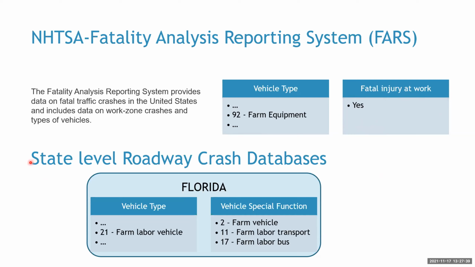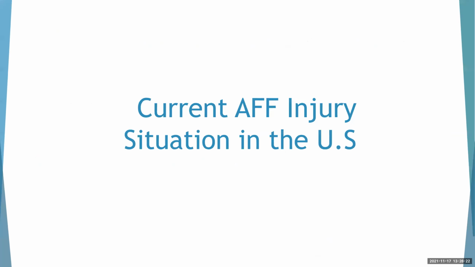roadway crashes, every state has a different system. Each state has its own code book and inclusion and exclusion criteria for roadway related injuries and fatalities. For example, as you see here, this is coming from the handbook of the Florida Department of Transportation crash database. So there are some variables that can be used to extract agriculture and farm related injuries happening on roadways. So these are all the data systems available.